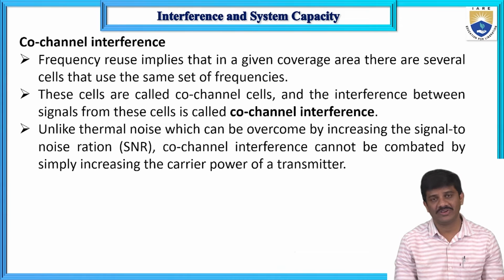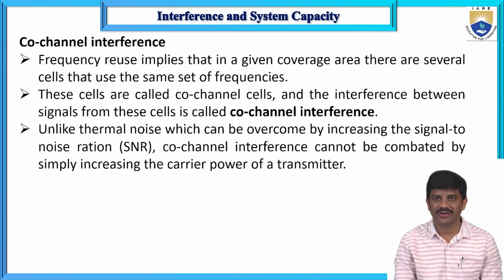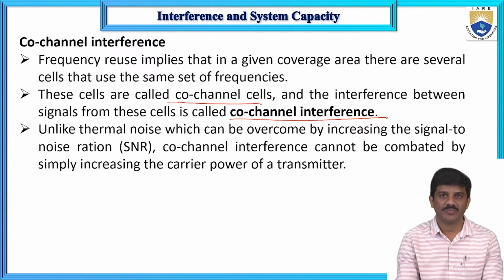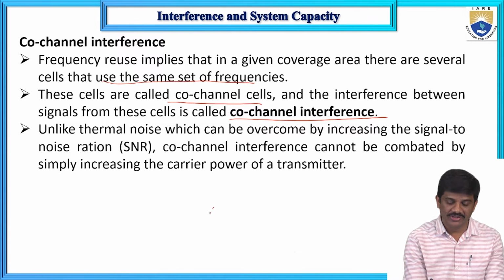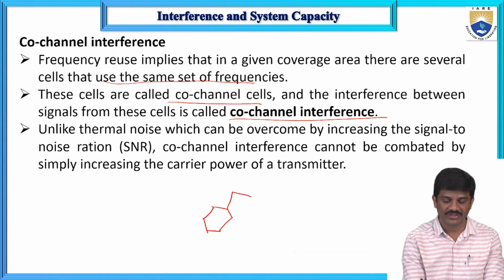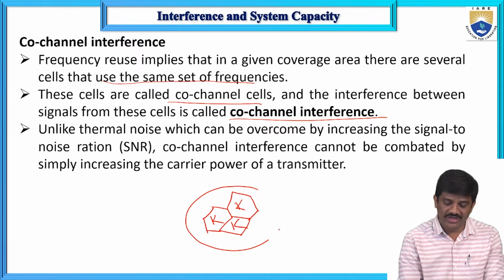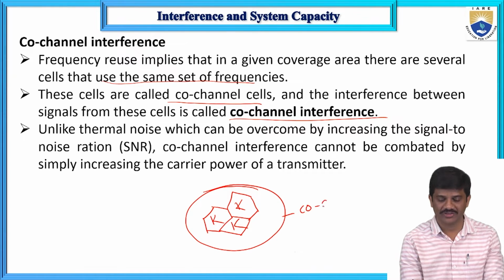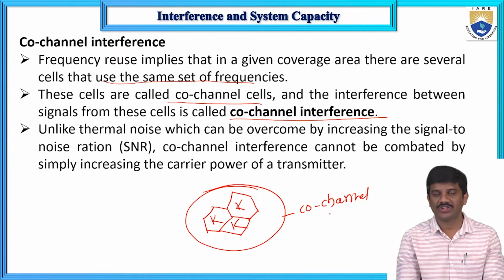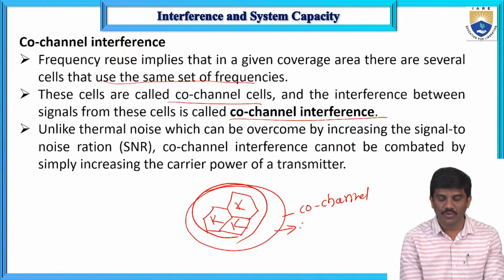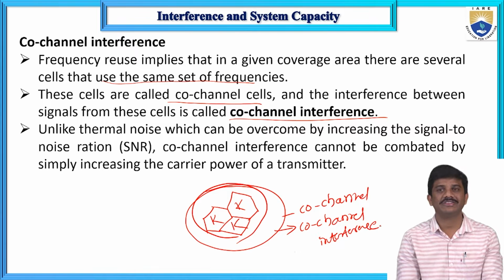What is meant by co-channel? Cells having the same set of frequencies are called co-channel cells, and the interference between the signals from these cells is called co-channel interference. For example, here is a cell, this is another cell. Here K frequency, here also K frequency, here also the same K frequency. This is the same set of frequencies. These cells are called co-channels. Whenever interference occurs in the same set of frequencies, that interference is called co-channel interference.